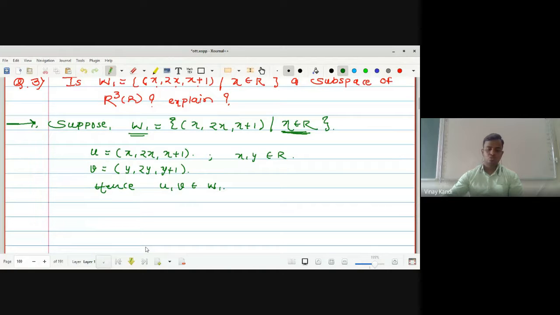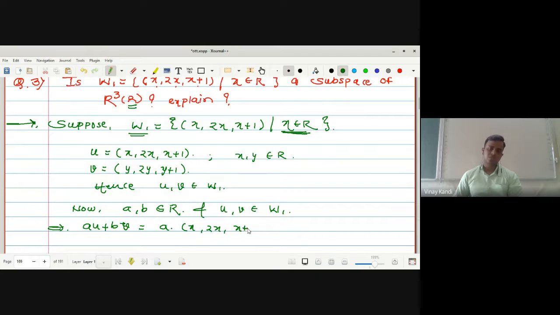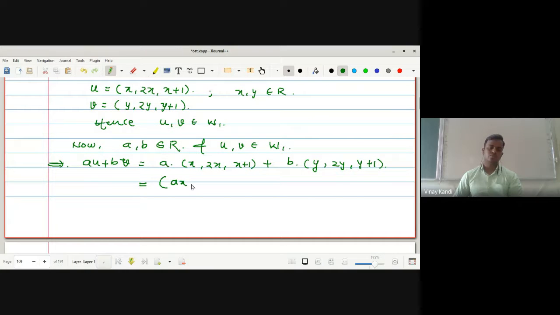Okay. Now take any two real numbers. Now, a and b are the two elements from this scalar. What is the scalar here? Sorry, what is the field here? R. Now, take any two elements from the R, and u and v belongs to W1. This implies au plus bv. What is this element? a into x, 2x, x plus 1, plus b into what is v? y, 2y, y plus 1.